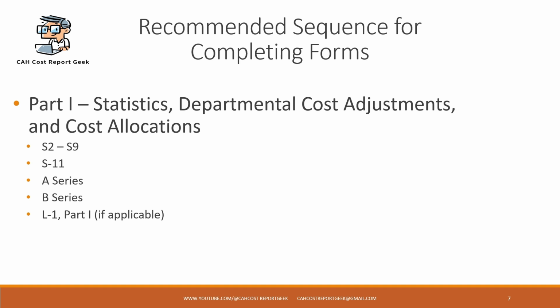The order of completion for Part 1, Statistics, Departmental Cost Adjustments, and Cost Allocations, starts with Worksheet S2 through S9. You'll note that we do not complete Worksheet S10 at this time. Then we move on to Worksheet S11, the A Series, the B Series, and Worksheet L1, Part 1, if applicable.